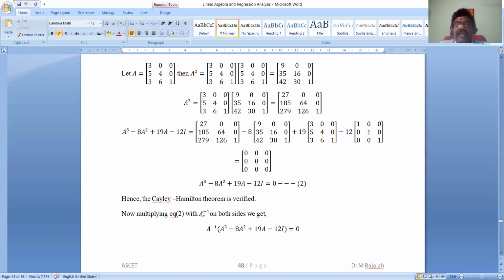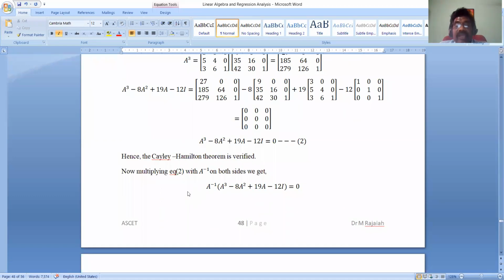Because we want to find one more thing here, A inverse. For this, we multiply both sides of equation 2 with A inverse. We get A inverse into A cube minus 8A square plus 19A minus 12 into I equal to 0.